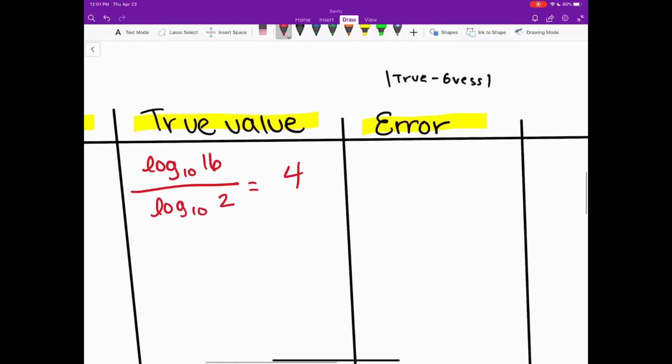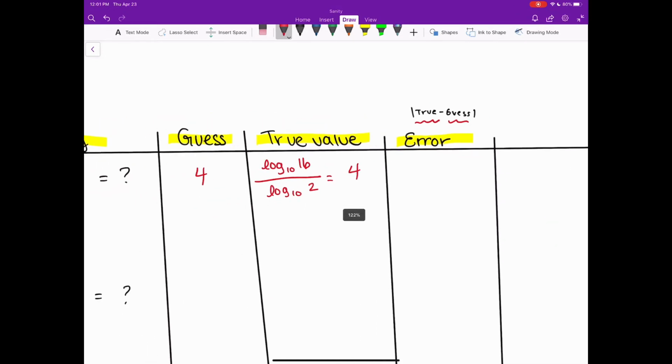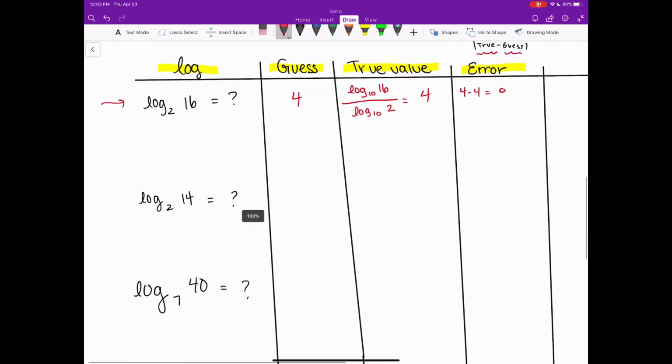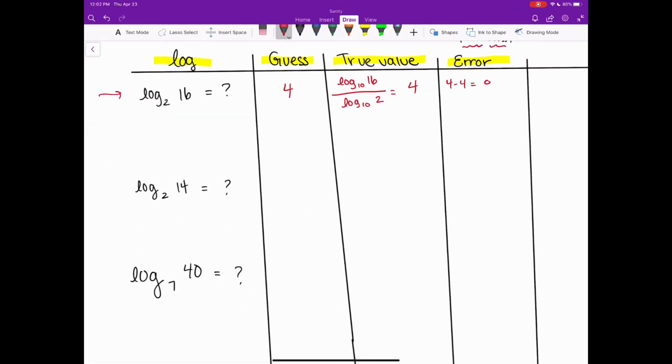And the error is your true value minus your guess, right? To see how close you were. And so here my error is 4 minus 4, and that equals 0. I was spot on, right? There's no margin of error there. Okay, there's probably going to be a margin of error with this next one.